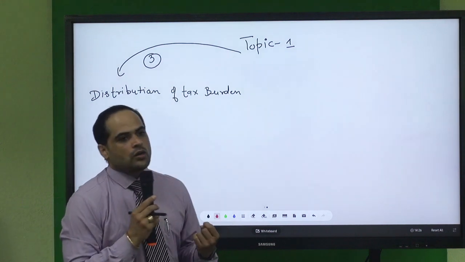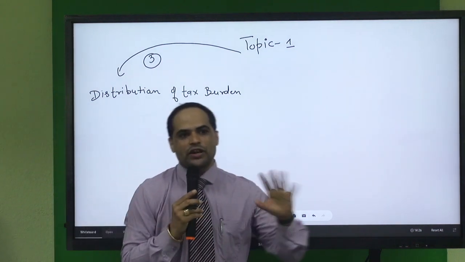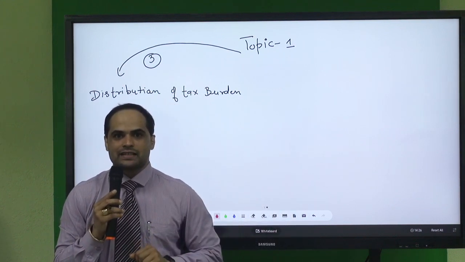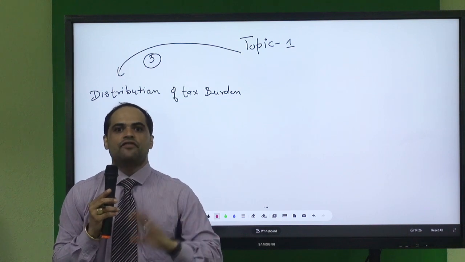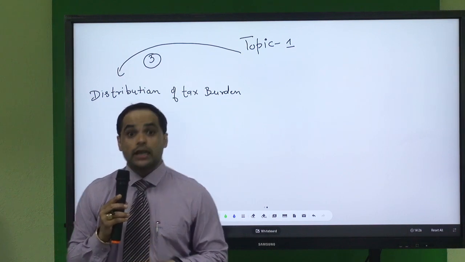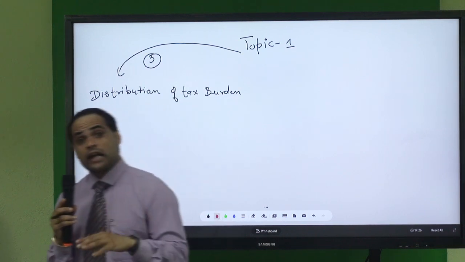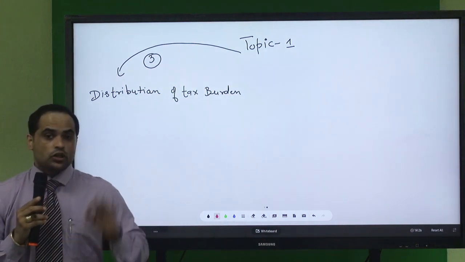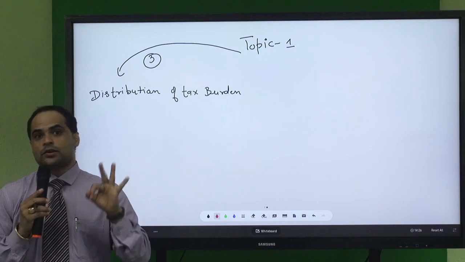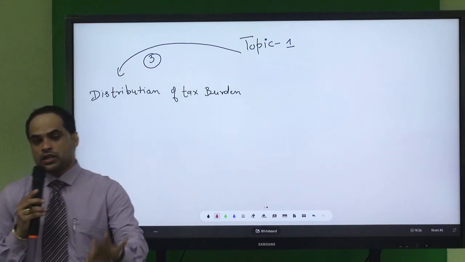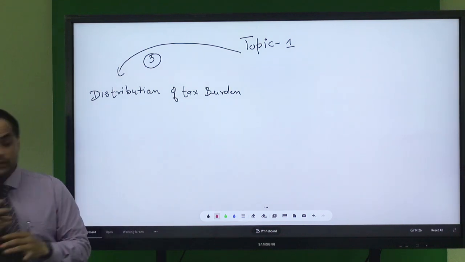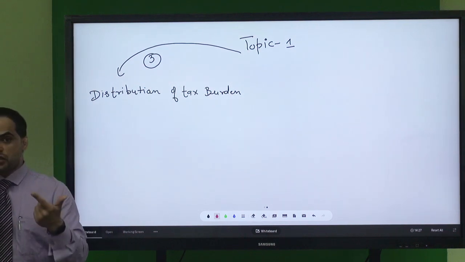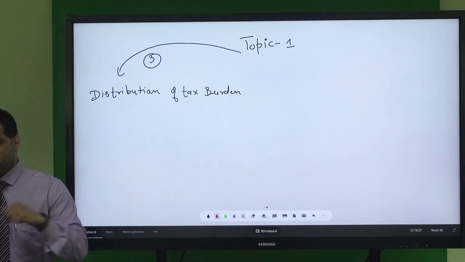What does it mean? What is the system? The question is whether everybody has to pay equal tax or people have to pay different tax. It depends on what kind of system your country implements. There are three kinds of tax implementation systems: progressive, proportional, and regressive.